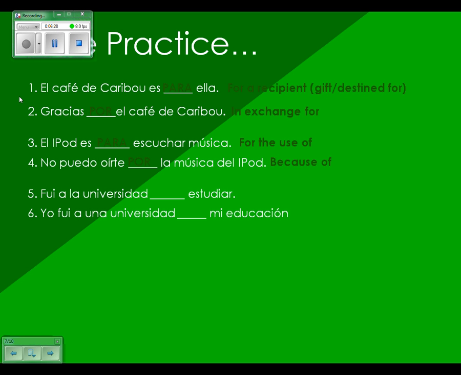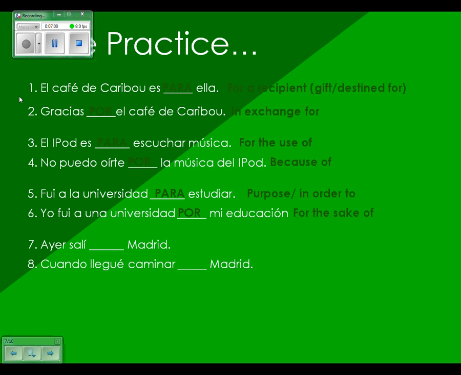5. Fui a la universidad blank estudiar. Para estudiar because it is the purpose. The purpose or reason I went to college was to study. 6. Fui a una universidad blank mi educación. Por mi educación because it is for the sake of. I went to college for the sake of my education. A good indicator and difference between these is that when para is used for purpose, it is always followed by an infinitive. So number 5, para is followed by estudiar.